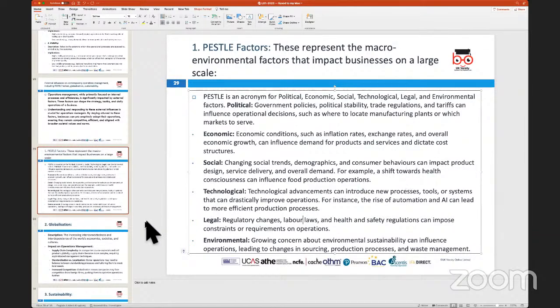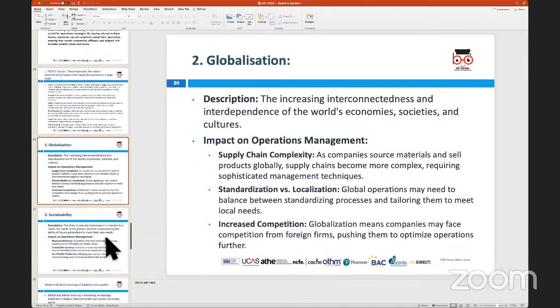Now, there's not much more that we can look at in terms of PESTEL, but we have to look at what the external factors are which can affect the operations of a company which works on a global scale. So when we look at specifically employing PESTEL analysis for globalization and sustainability, we need to look at how this would affect an organization.